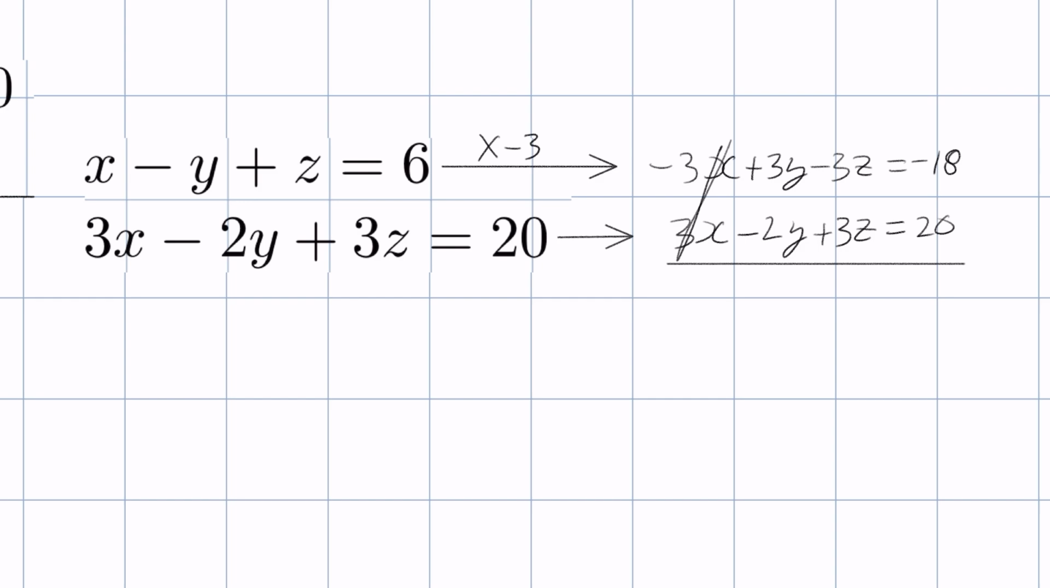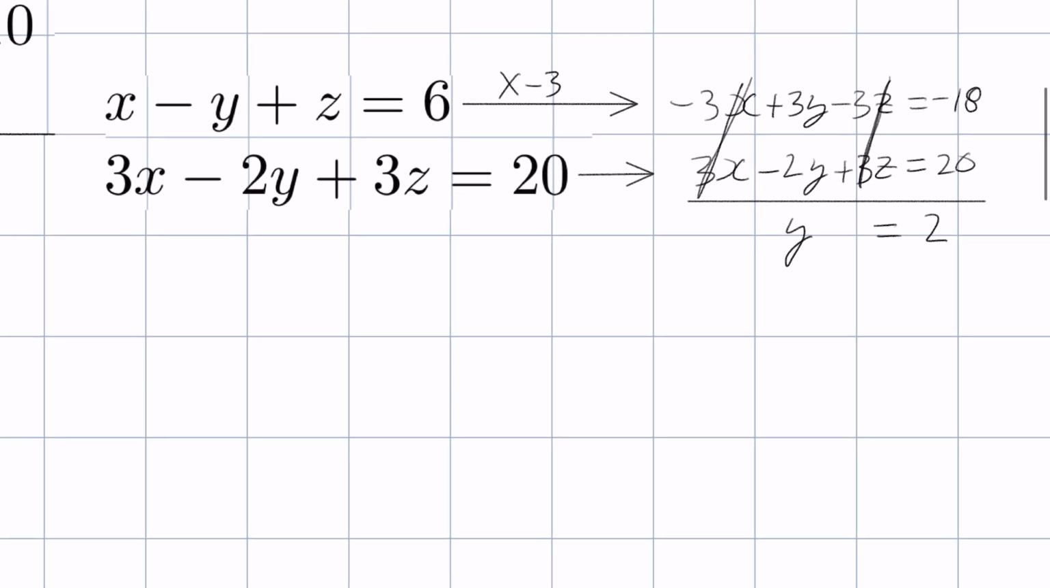These cancel out. 3y minus 2y is just y. Negative 3z and positive 3z cancel out. And negative 18 plus 20 is 2. So y is equal to 2.